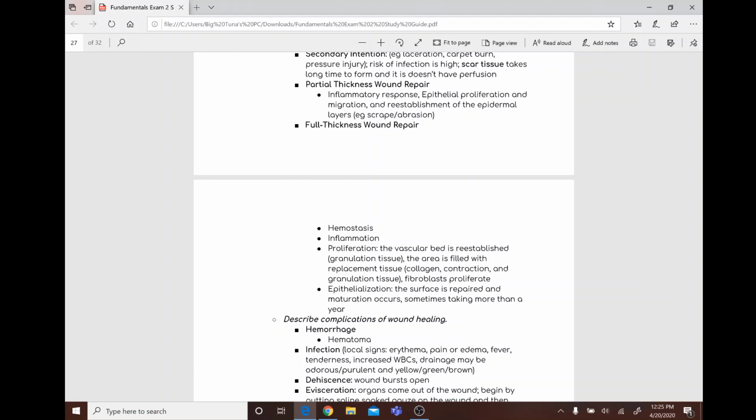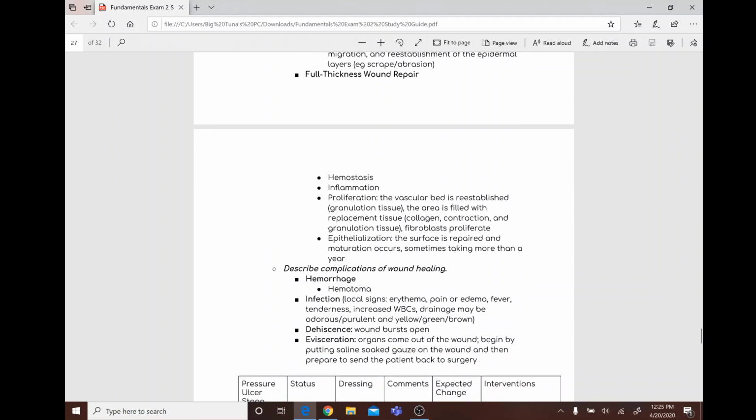Hemostasis, inflammation, proliferation, and epithelialization. What's proliferation? The vascular bed is reestablished, the area is filled with replacement tissue, and fibroblasts proliferate. What is epithelialization? Surface is repaired and maturation occurs, sometimes taking more than a year.